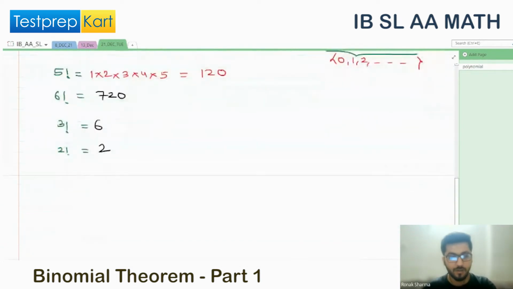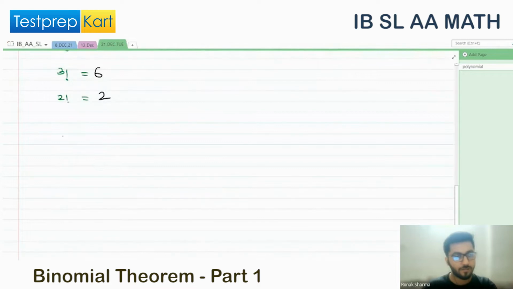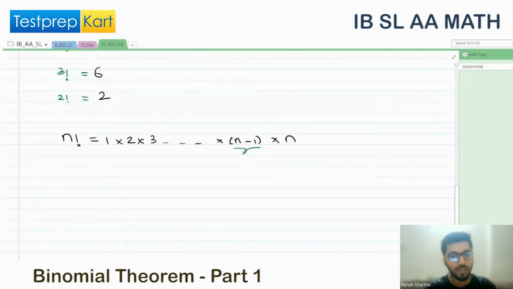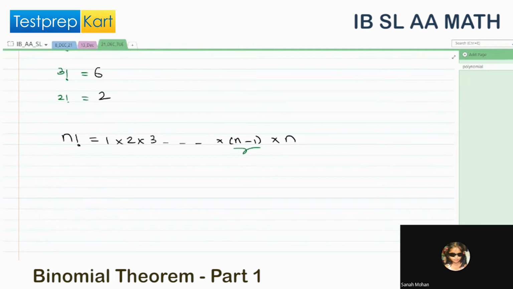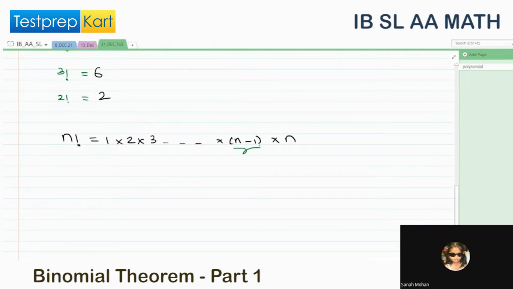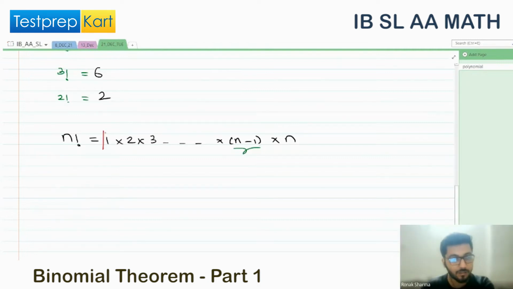Now, let us focus on some properties of factorial. So we just saw that n factorial is 1 into 2 into 3 and going till n, right? So can I say that the number just before n will be n minus 1? We just have to subtract 1 to get the previous number, or add 1 to get the succeeding number. Now, if I consider the product till n minus 1, can I say that this is n minus 1 factorial?